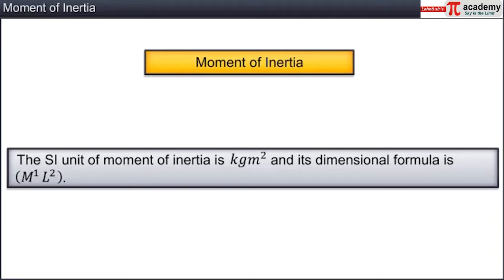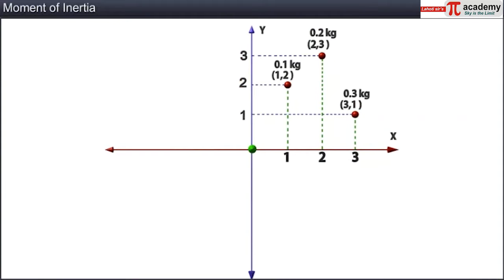The SI unit of moment of inertia is kilogram meter square, and its dimensional formula is M raised to power 1 and L raised to power 2. Consider a system of 3 point masses, each of mass 0.1 kg, 0.2 kg and 0.3 kg, located at (1, 2), (2, 3) and (3, 1) respectively.